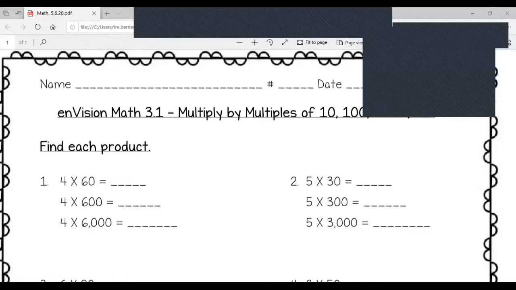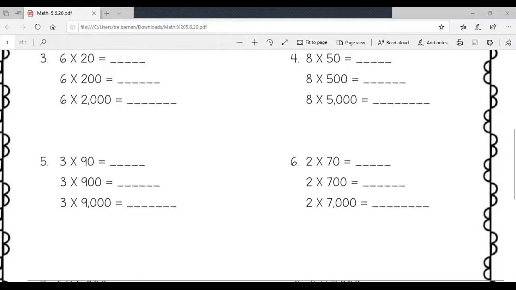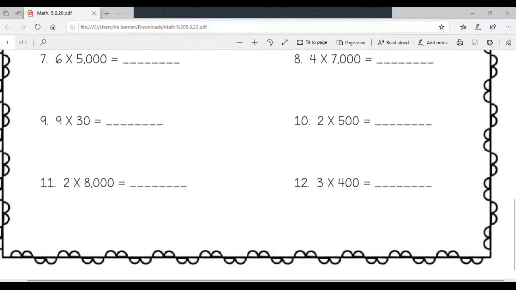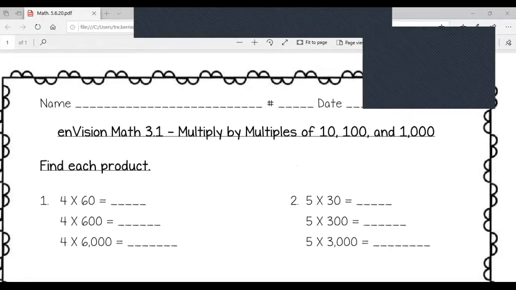All right, so this is what you should have worked on for today, multiplied by multiples of 10, 100, and 1,000. You needed to find each product for all of these questions from numbers 1 all the way through 12, okay? So all you had was 12 problems for today. I'm gonna flip my camera to my Elmo so you can see exactly what I have down on my paper that you might have down on yours as well, okay?